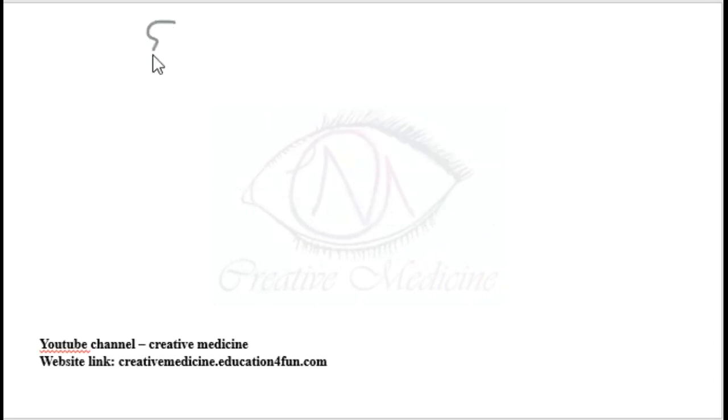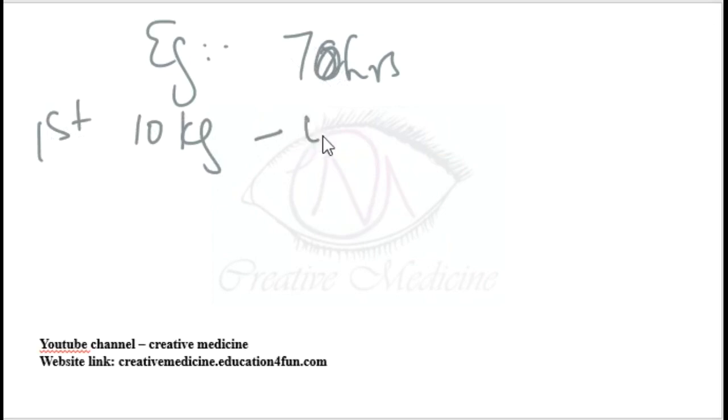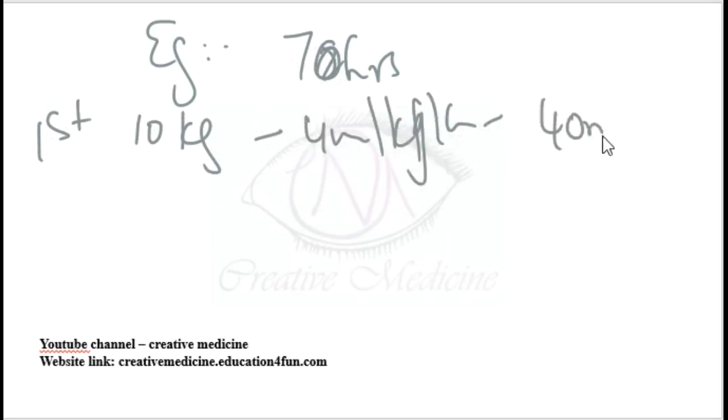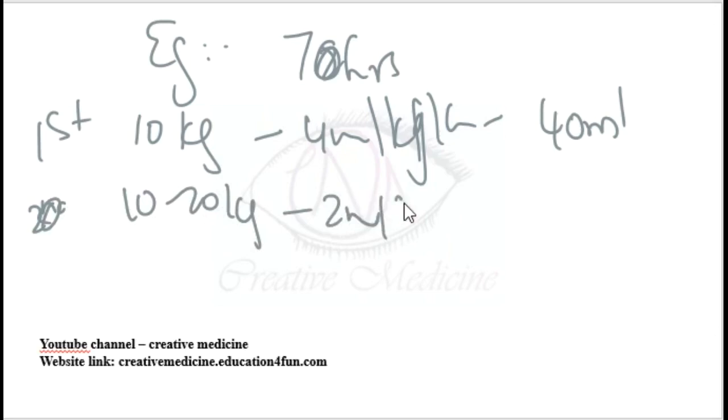For example, if a man is 70 kgs, for the first 10 kgs of this man we give 4 ml per kg per hour. That means we give 40 ml for the first 10 kgs. Then for the next 10 kgs, that is 10 to 20 kgs, we give 2 ml per kg per hour. That is 2 into 10, 20 ml we give for the next 10 kgs.